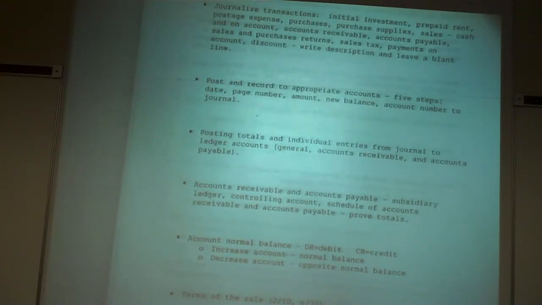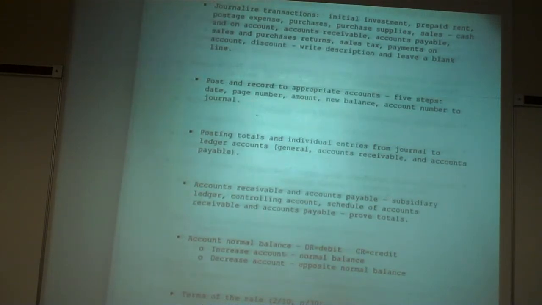Look at the other transactions, prepaid rent. Remember, it goes into that account, prepaid rent. It doesn't go into rent expense. Purchases, purchase supplies. And when we purchase supplies, we're putting it into that asset account, supplies, office supplies, or just supplies. Accounts receivable, accounts payable, sales and purchases returns.